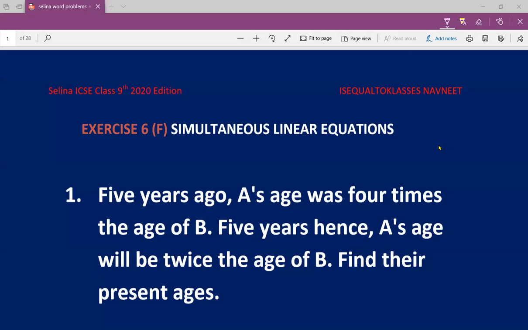Okay, so the agenda of this video is we are doing simultaneous linear equations, exercise 6F. Now this exercise 6F I have taken from Selina ICSE board class 9, the 2020 edition.